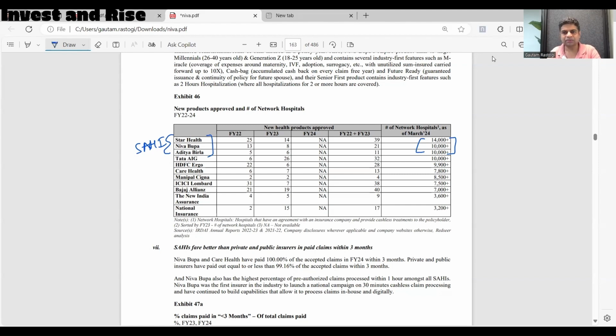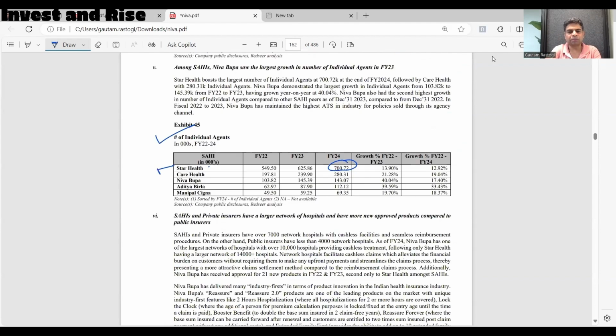The other thing is that retail insurance is a push product. It's an agent-assisted product. So look at the number of insurance agents for Star Health, for Care, and Niva, all these standalone health insurers. In fact, Star Health has 7 lakh agents. Care has under 3 lakh, and so on. All the other insurers like ICICI Lombard, the multi-line, government and public insurers, don't have as many agents as these Sahi companies have.